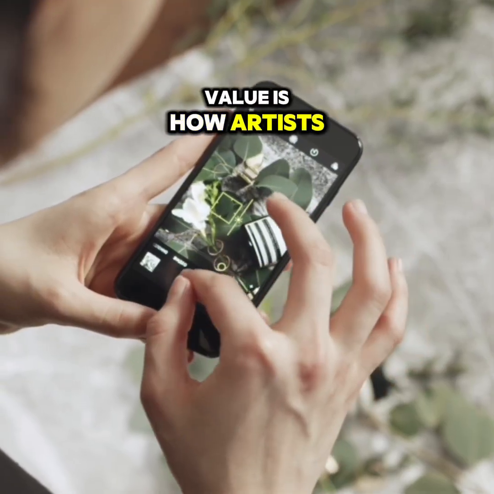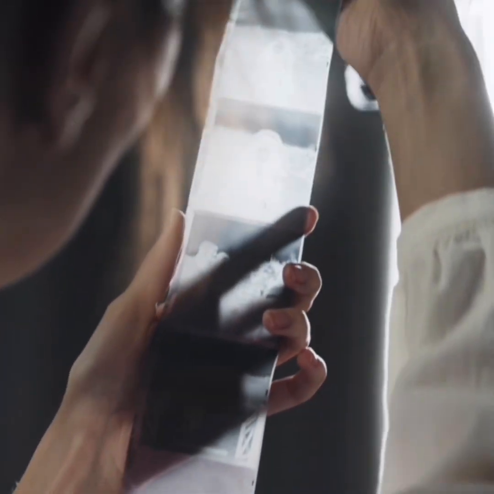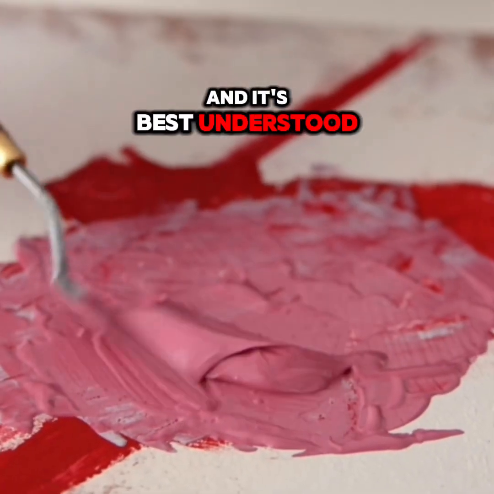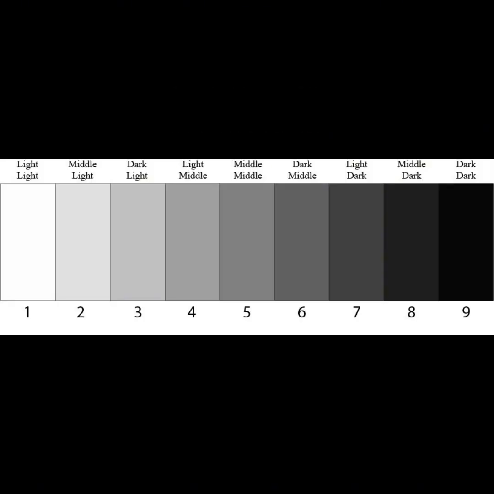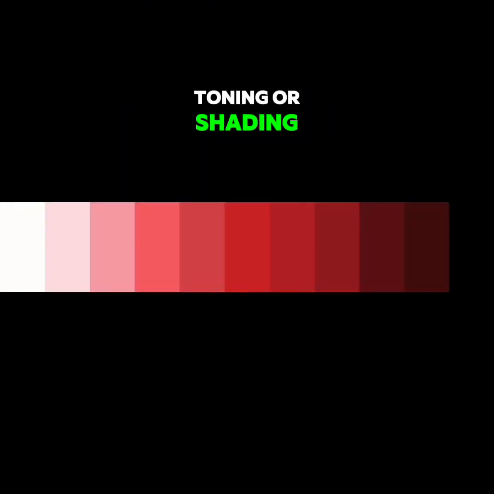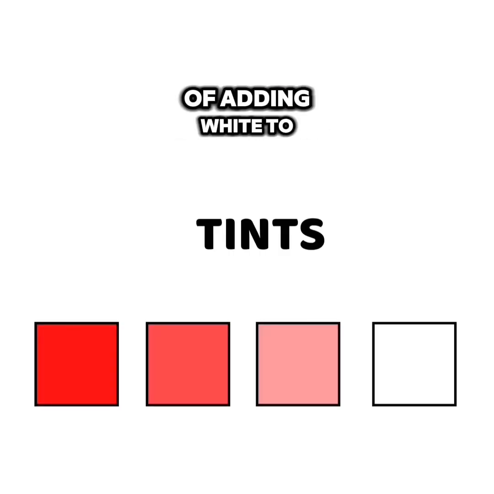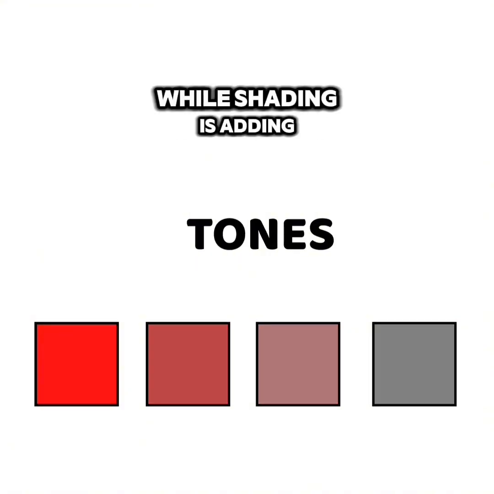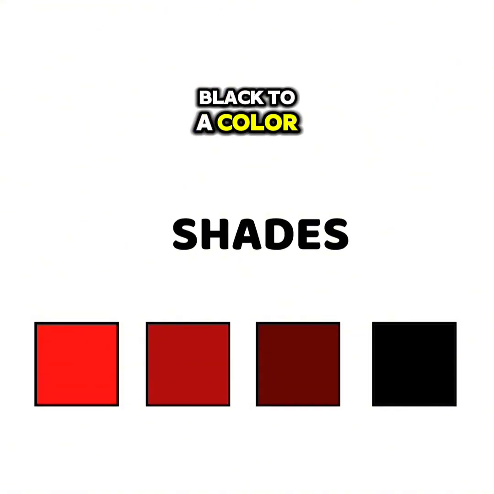Value is how artists control the illusion of light. Value refers to how light or dark a given hue is, and it's best understood when displayed as a gradient. You can alter any color's value by tinting, toning, or shading. Tinting is the process of adding white to a color. Toning is adding gray to the color, while shading is adding black to a color.